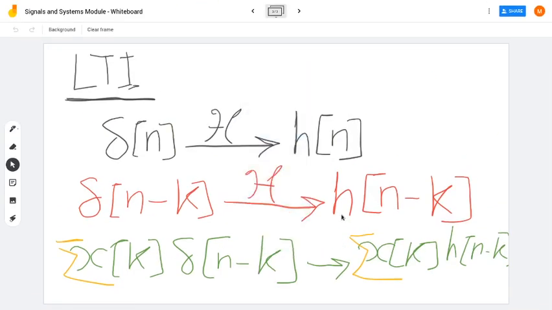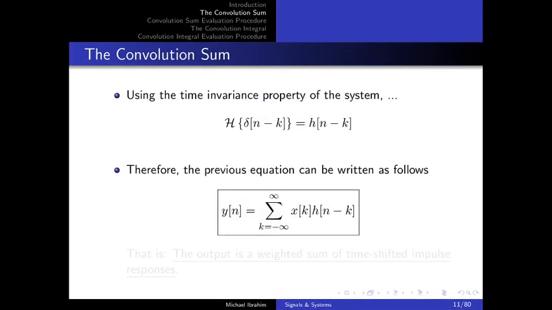This is a common question in the exam: to ask you to prove the convolution sum. Show that the output of an LTI system is actually the convolution of the input and the impulse response.